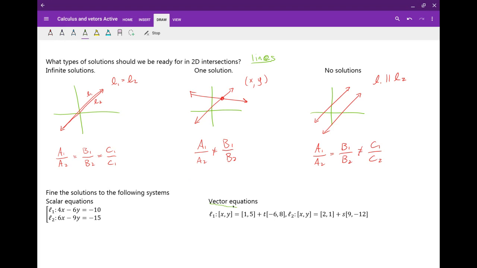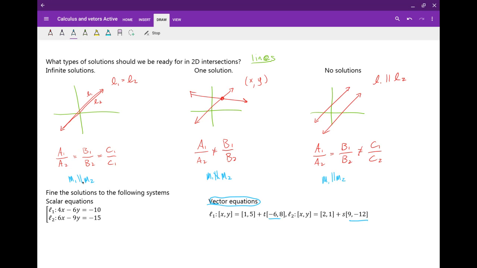Well, I've already used green. Let me do blue here. So in the vector equations, basically you would take these ratios, and we'll call that M1 is parallel to M2 here, and M1 is parallel to M2 here, okay? Whereas over here, M1 is not parallel to M2, all right?